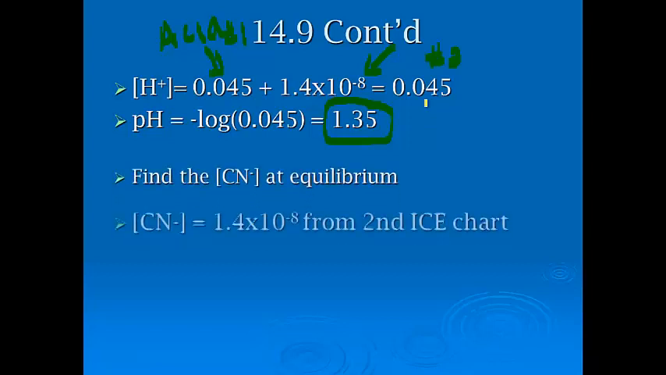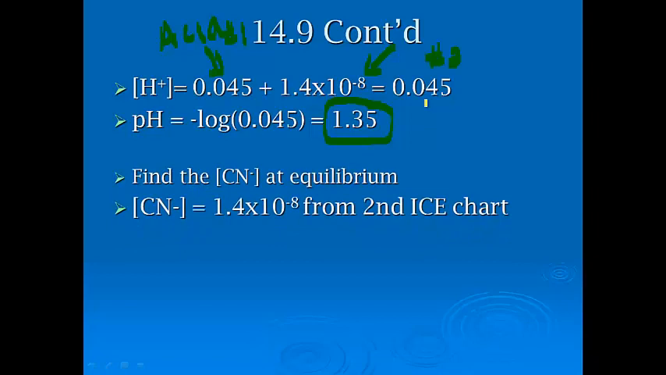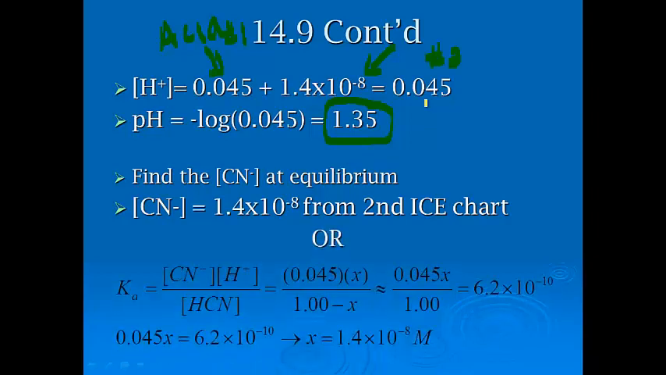Okay, and if you also went back and found the cyanide ion at equilibrium, you go back and you use the x value from the second ice chart, or you can solve for it again, like what we just did on that last value.